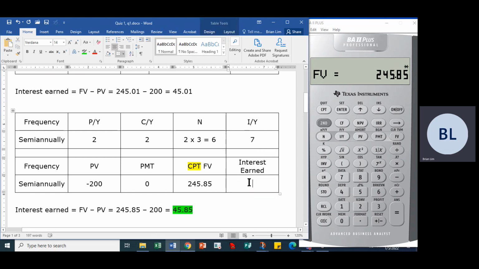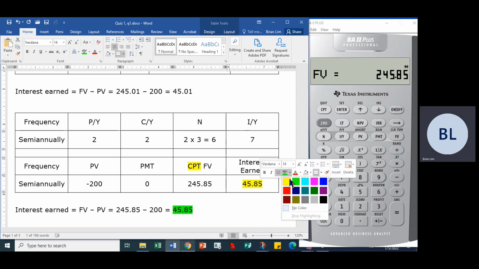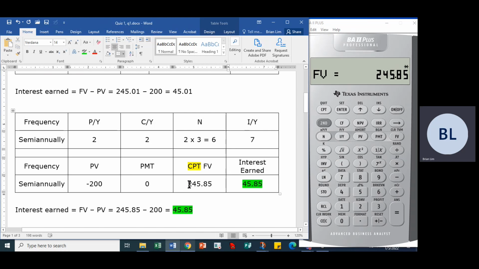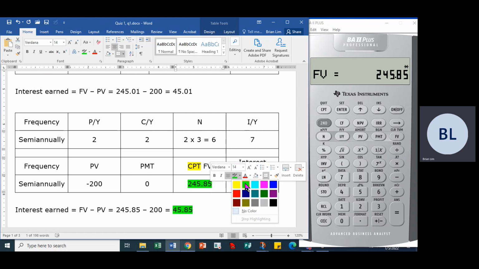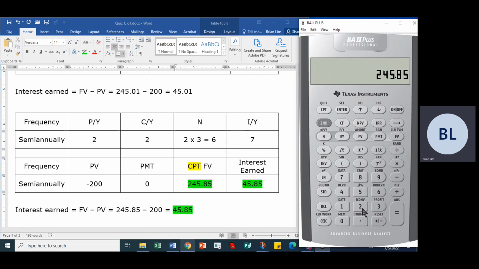So that would be the answer for the interest earned. Okay, so we put it in here, 45.85. All right, so that is the interest earned, 45.85, and this here would be the future value. So if we want to get the interest, we subtract $200. Notice we don't subtract negative 200, but just 200, and that would give us 45.85.